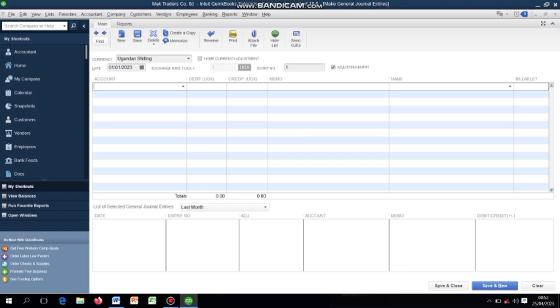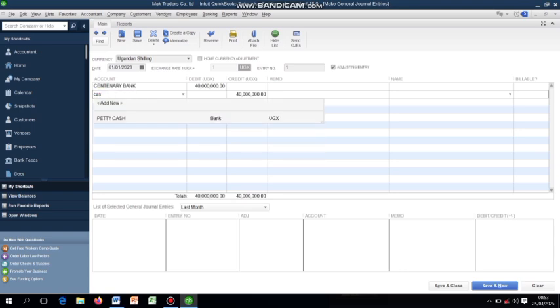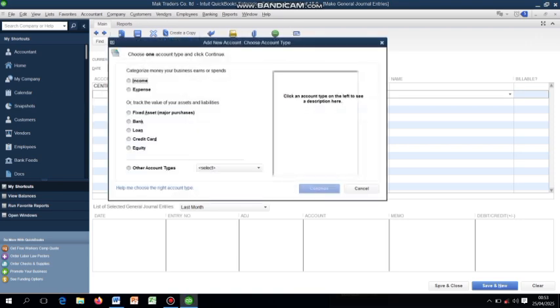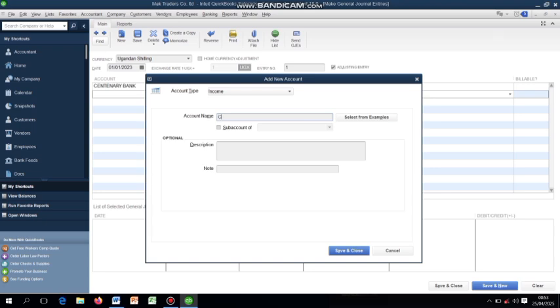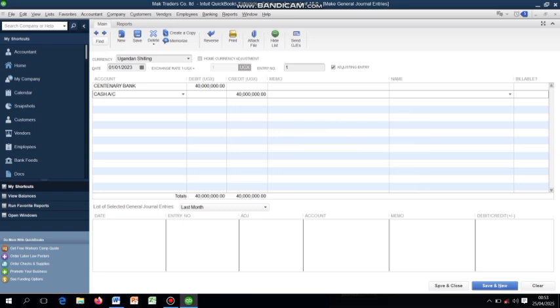The first account will be Centenary Bank. I will debit Centenary Bank with 40 million. Then I will credit cash, but it's not there. So I'll come and create a new account, a cash account. So I save. After that, that's for the first transaction.